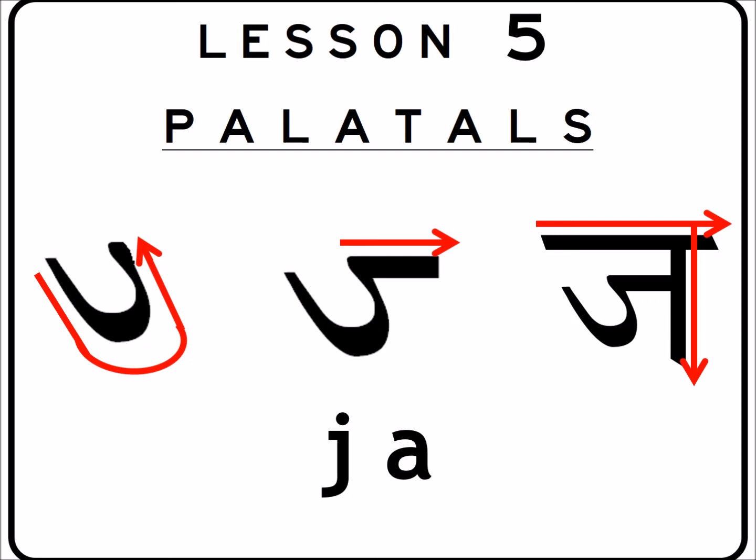And then you're going to draw the horizontal crossbar on top of that vertical line. So this is how you write the letter ja. Just like with ja, the letter ja is also not aspirated, so you use minimal force when you say it. This is almost equivalent to the way we say the letter J in English. J, ja, J, ja.